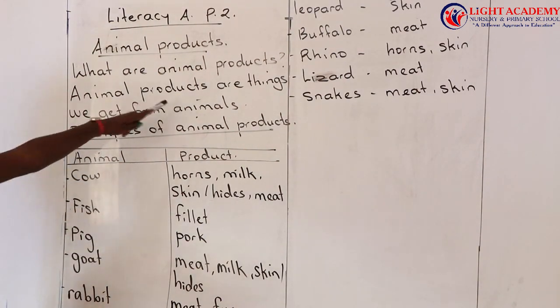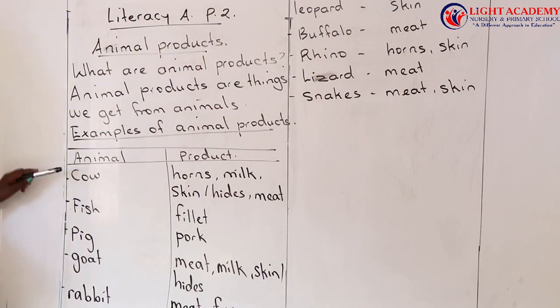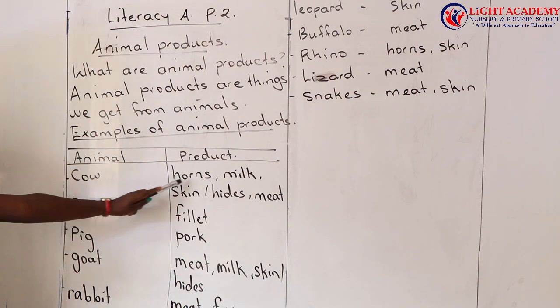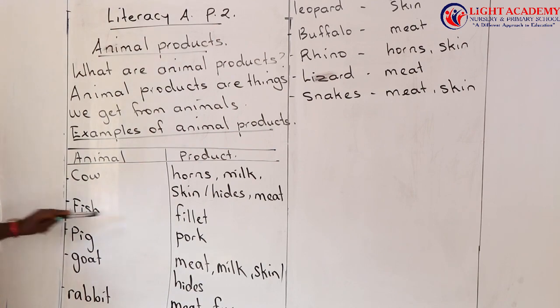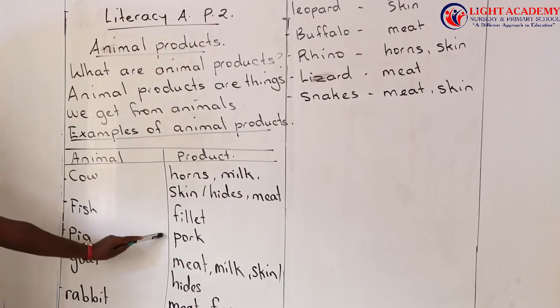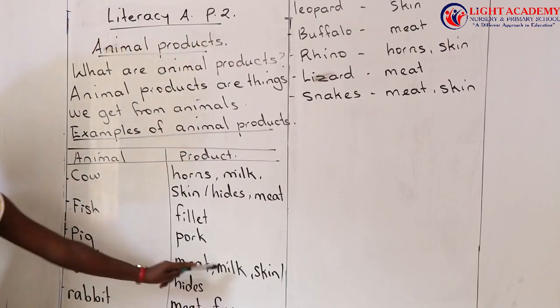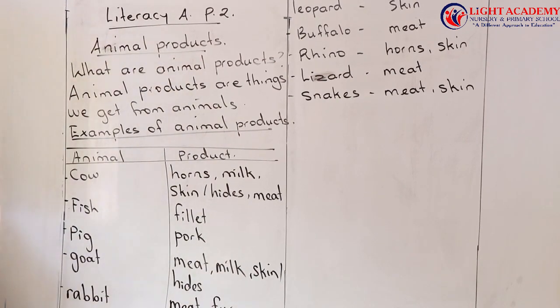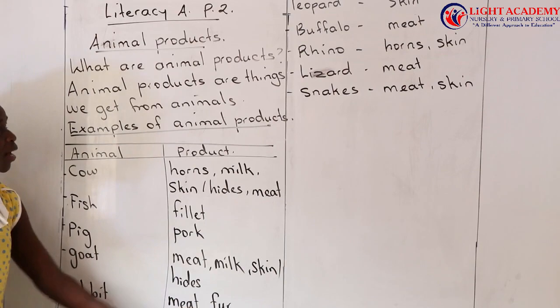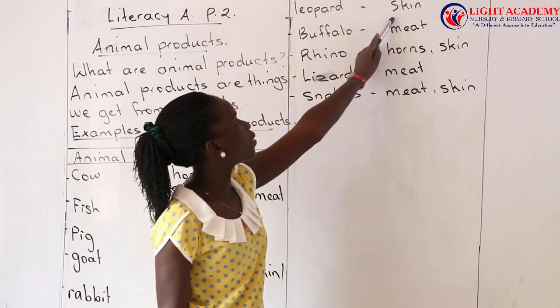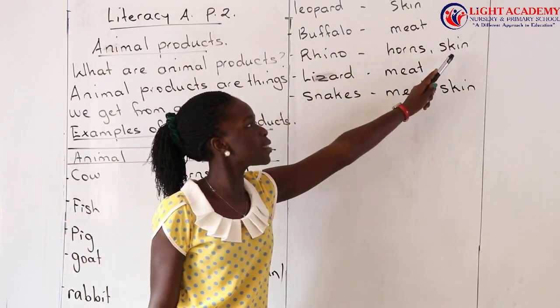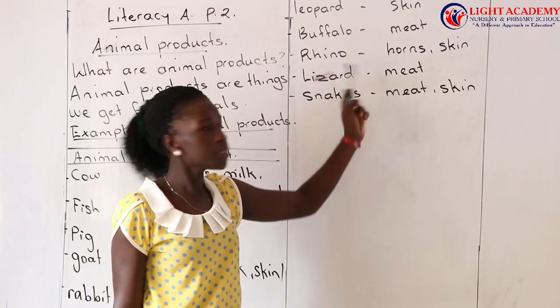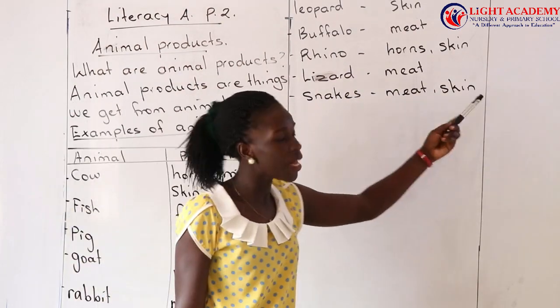So these are some of the animal products. We have said animal products are things we get from animals. We look at some of the animals like a cow. From a cow we get horns, we get milk, we get skin or hides, we get meat. From a fish we get what's called the fillet. That is the meat of a fish. From a pig we get pork. From a goat we get meat, milk, skin or hides. Then from the rabbit we get the meat and the fur. From a leopard, we get the skin. From the buffalo, we get the meat. From the rhinoceros, we get the horns and the skin. Then from the lizard, people eat it. Then from snakes, we get meat and then the skin.